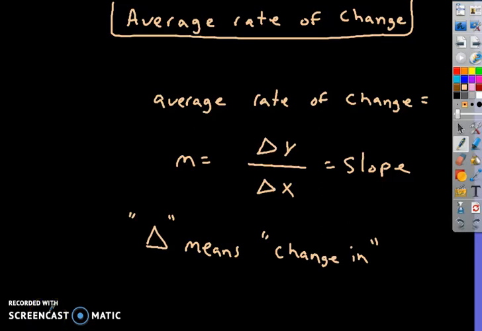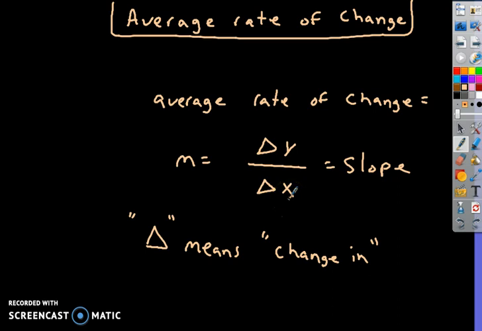Okay, so this video is about average rate of change. Average rate of change basically means slope. As a formula in math and physics and calculus, we usually write it as delta y divided by delta x. Delta basically means change in. So change in y divided by the change in x.